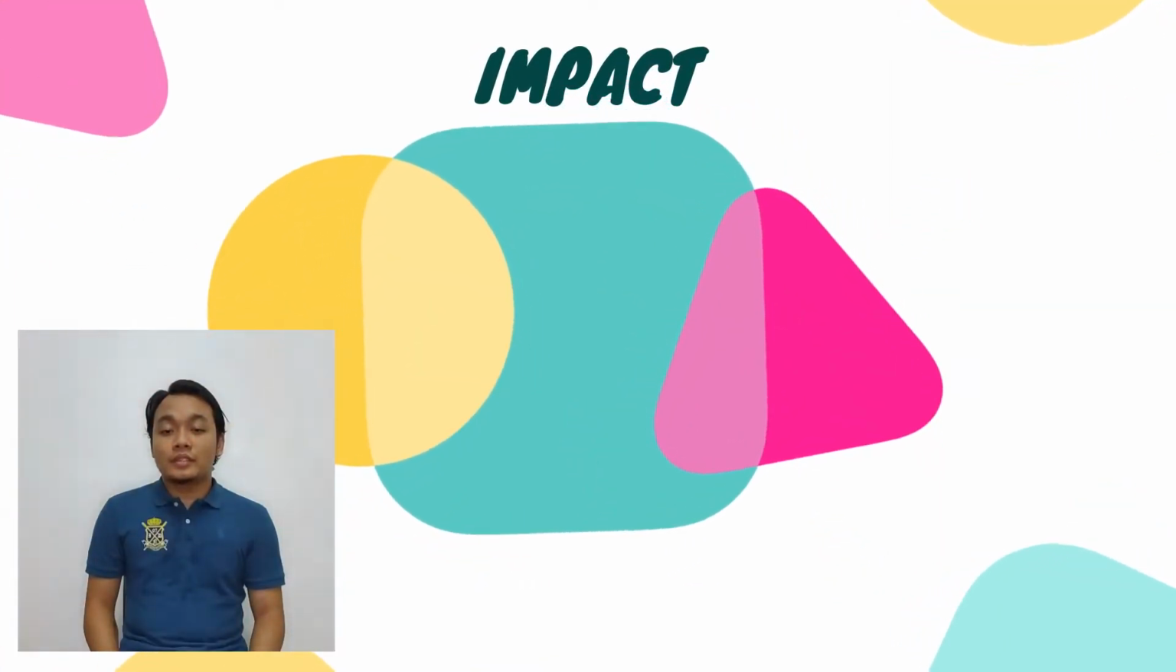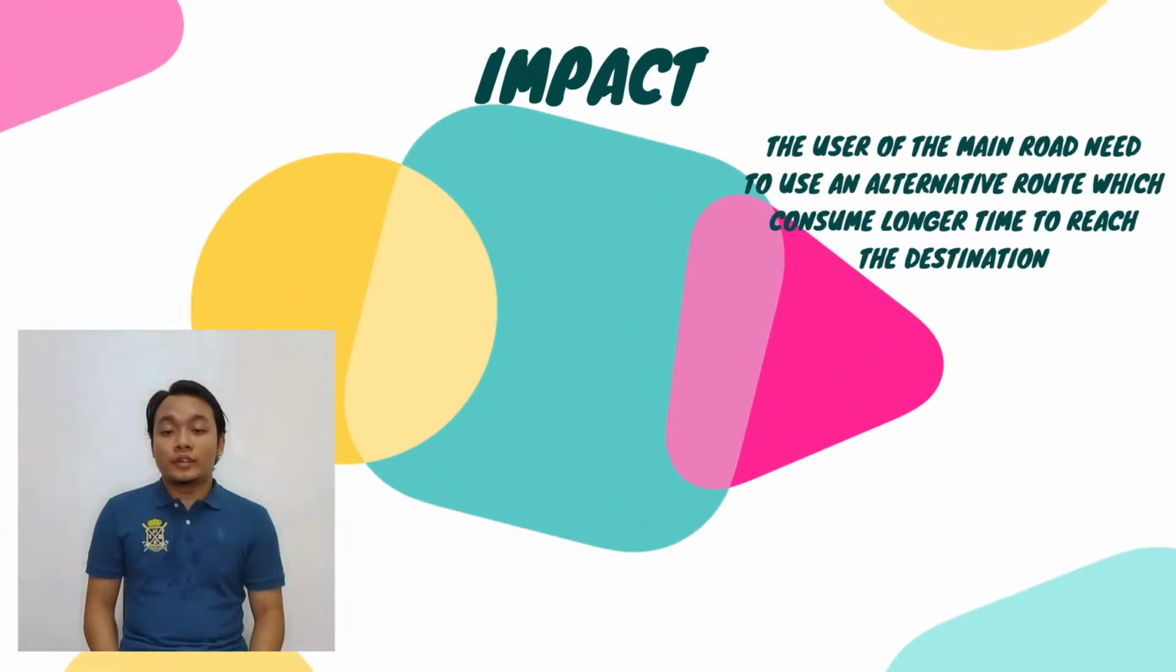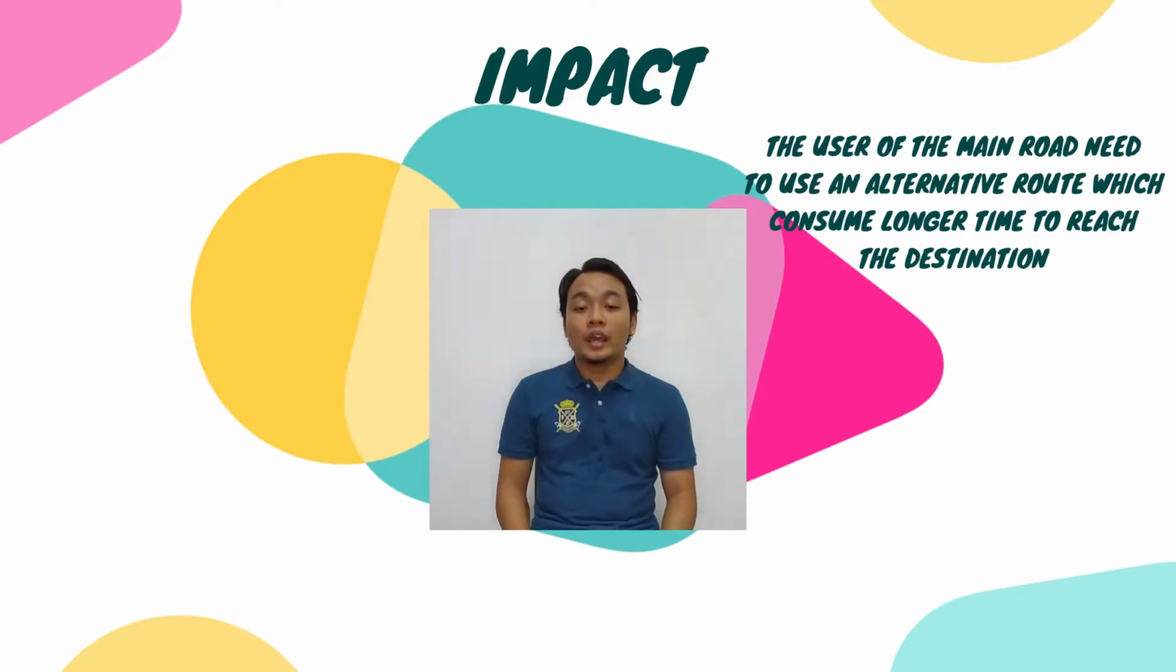As the impact at Fraser Hill, the users of the main road to Fraser Hill need to use an alternative road, which consumes longer time to reach the destination. This is because the main road has been blocked by the huge rocks from the landslide.